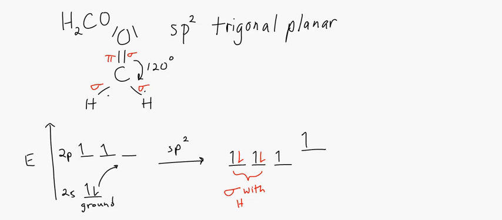And then you'll notice that we have a sigma bond and a pi bond to the oxygen. So we'll use green to show the electrons from the oxygen. So there's the sigma bond with the oxygen, and here's the pi bond with the oxygen.